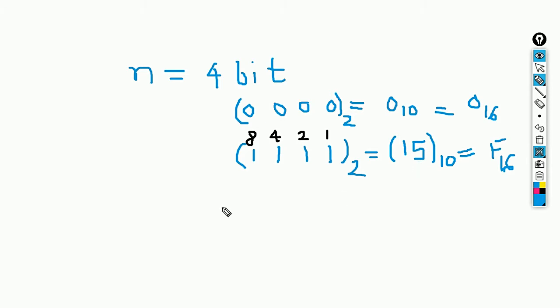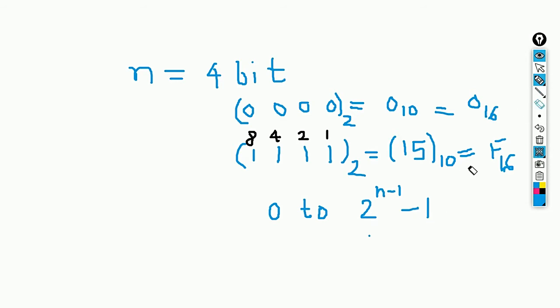In a generalized way, we can write the range as 0 to 2 to the power n minus 1. Is this formula correct? Let's check it out. N equal to 4. If we substitute here, what will we get? 2 to the power 3 means 8. 8 minus 1, 7. No, this formula does not work here.